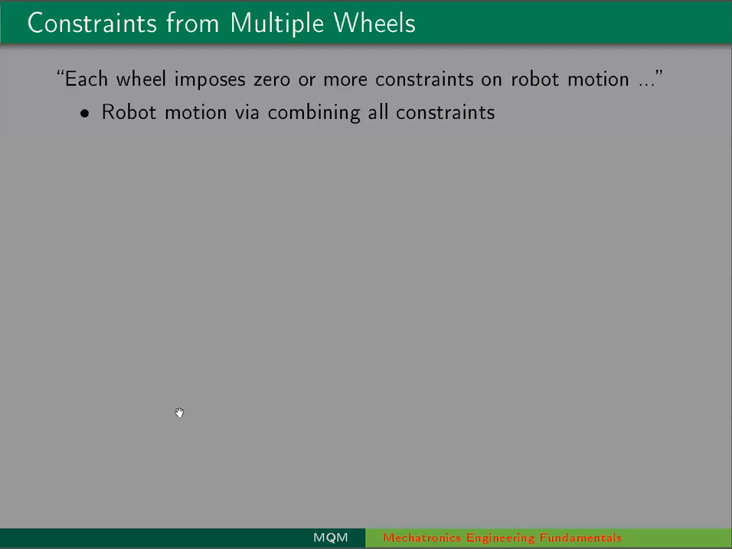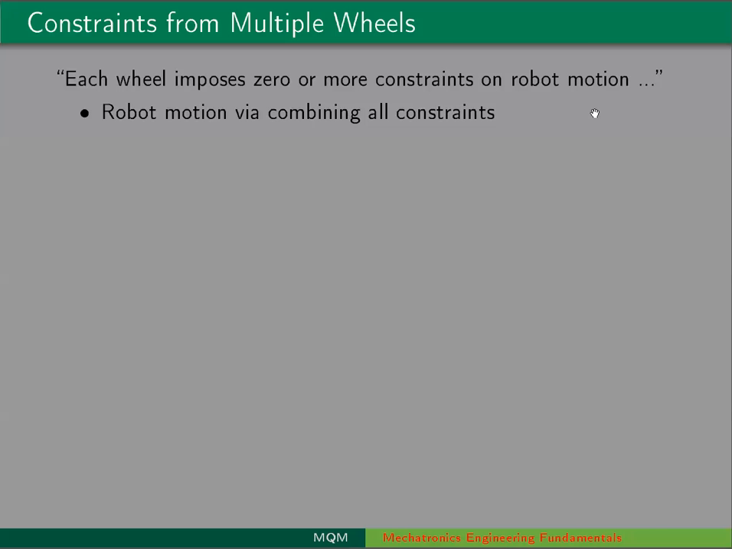Now, we want to find out the kinematic constraints for the robot chassis, because we want to be able to express the robot velocity in terms of the wheel speeds. And the way we can get the constraint equations for the entire robot is just to sum up the contributions of all the different wheels. So each wheel imposes 0 or more constraints on robot motion. The fixed standard wheel imposes 2 constraints, the rolling constraint and the no sliding constraint.